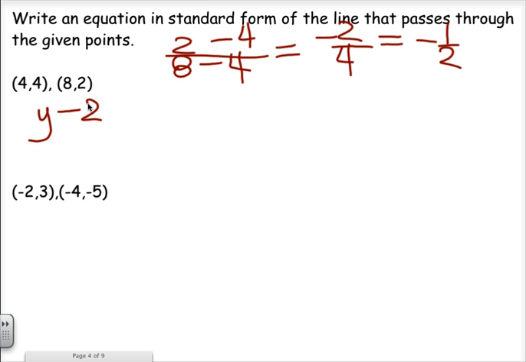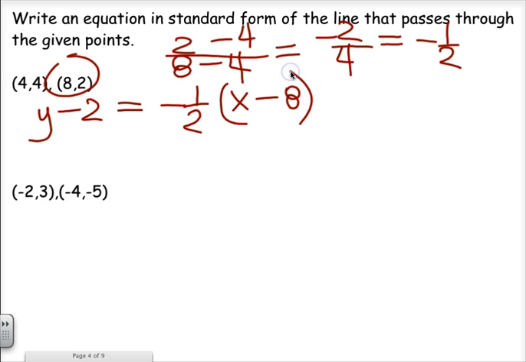y minus 2 is equal to negative 1/2, so I choose this point here, times x minus 8. So now I've got to distribute that negative 1/2. So it's going to be y minus 2 equal to negative 1/2 x, a negative times a negative, plus 4.